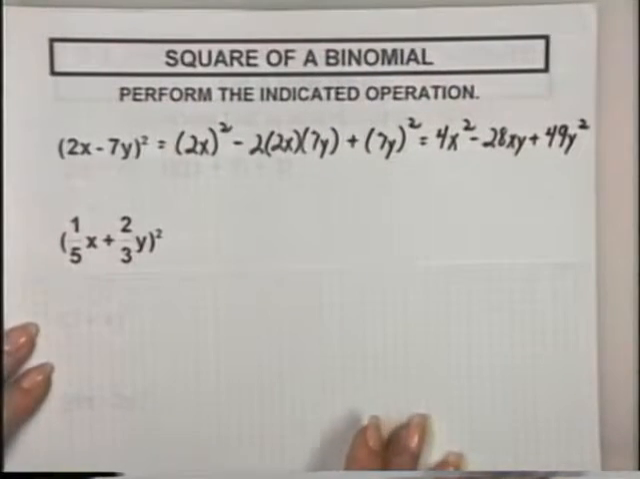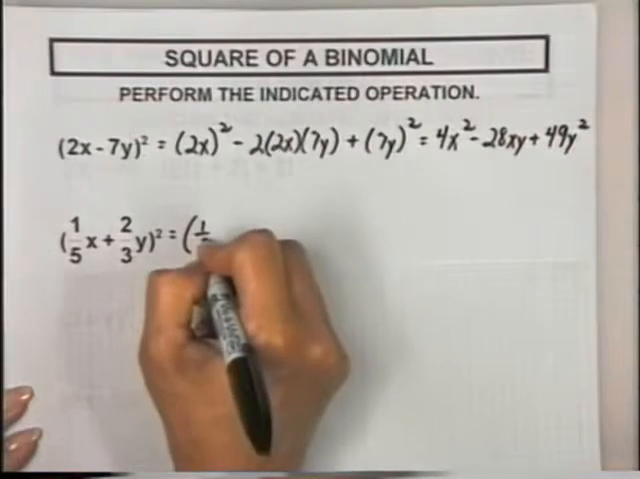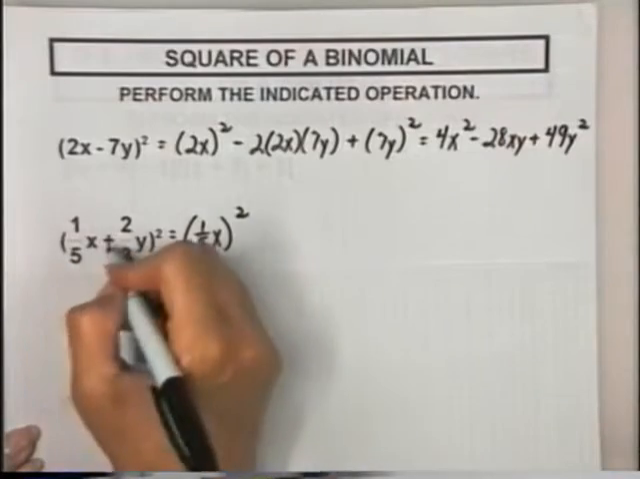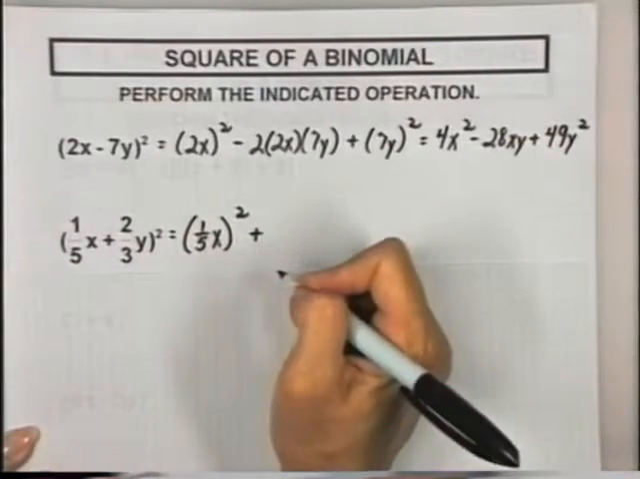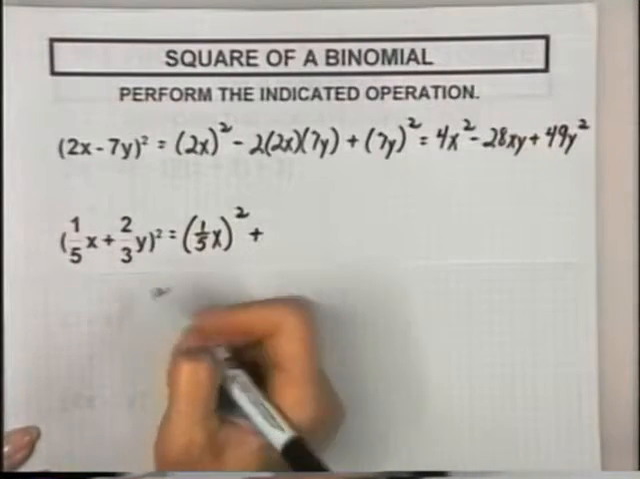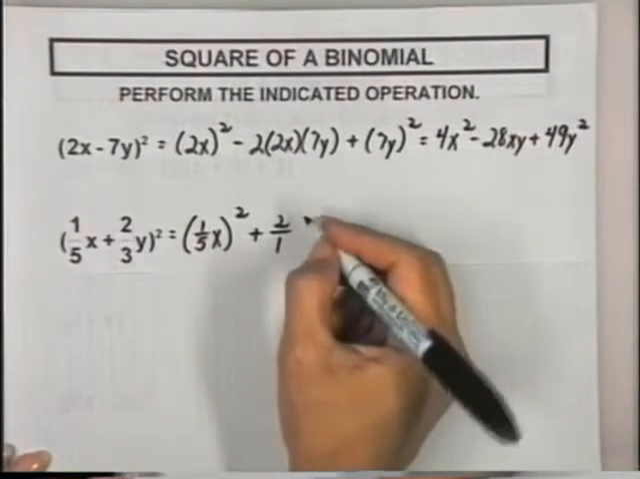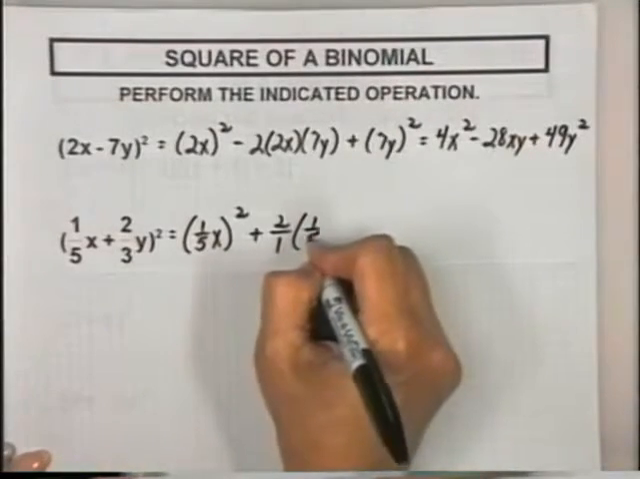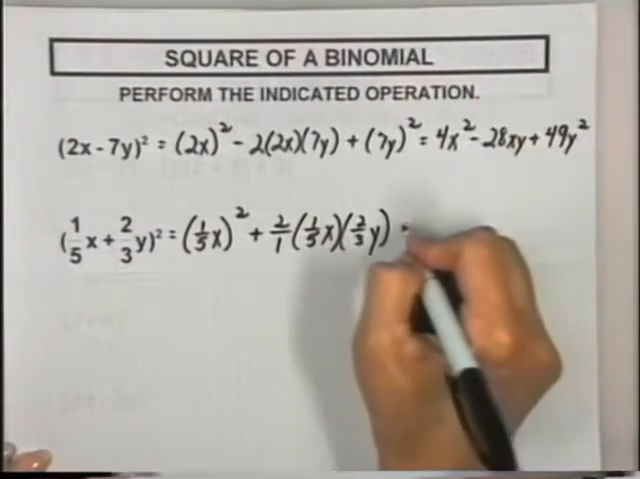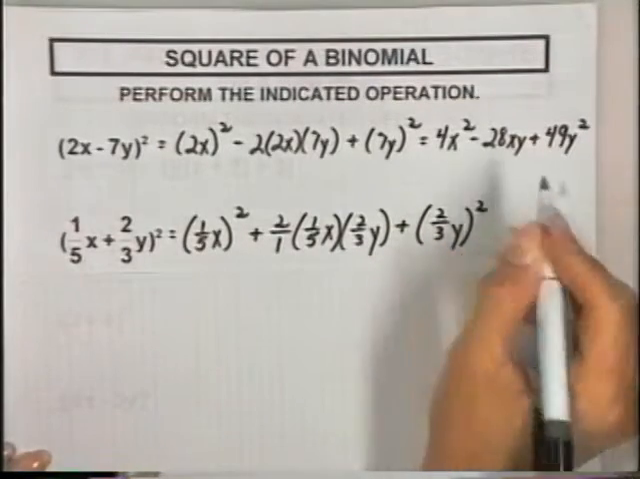For the next problem, we are squaring 1/5 x plus 2/3 y. We will square the 1/5 x. We will get the sign of the middle term. A positive times a positive is positive. We need to multiply 2 times 1/5 x times 2/3 y. Since we are multiplying fractions, let's write the 2 as a fraction, 2 over 1. We will multiply by 1/5 x and 2/3 y. Last, we will square the 2/3 y.